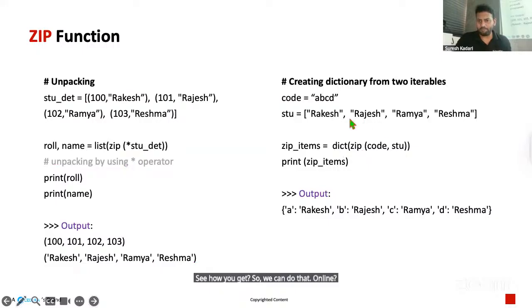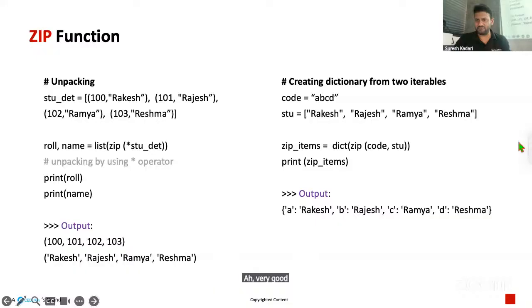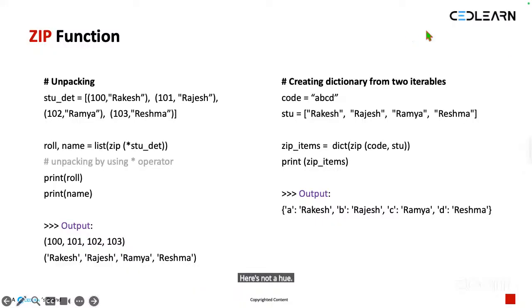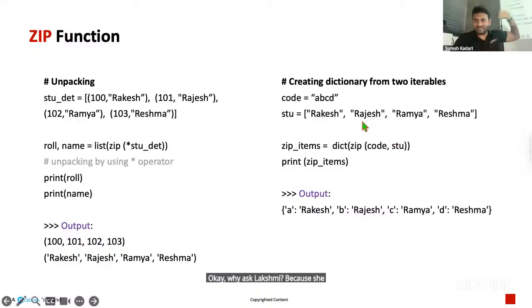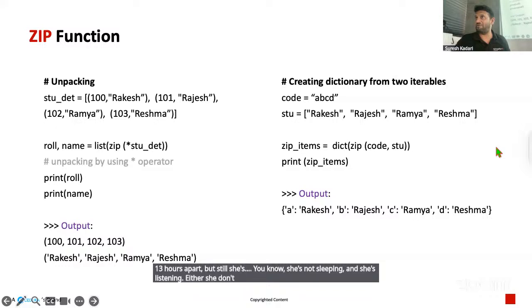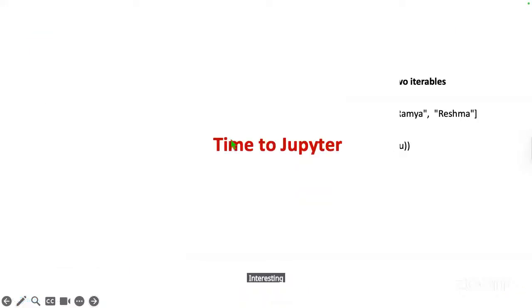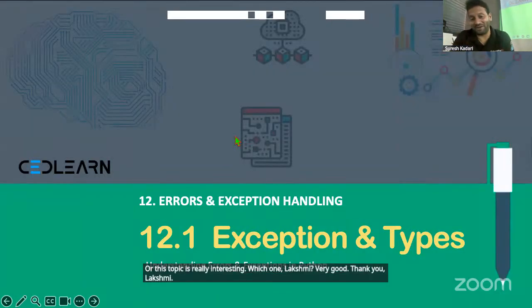Online, is that clear? Yes, sir. Sonali, where is your friend? Ah, very good. Lakshmi, are you still there? Yes, sir, I'm here. Why did I ask Lakshmi? Because she is 12 hours apart. 12 hours or 15 hours, Lakshmi? 13 hours apart. But still she's not sleeping and she's listening. Either she doesn't have any life or this topic is really interesting. Which one, Lakshmi? Interesting. Very good. Thank you, Lakshmi, thanks for being diplomatic.